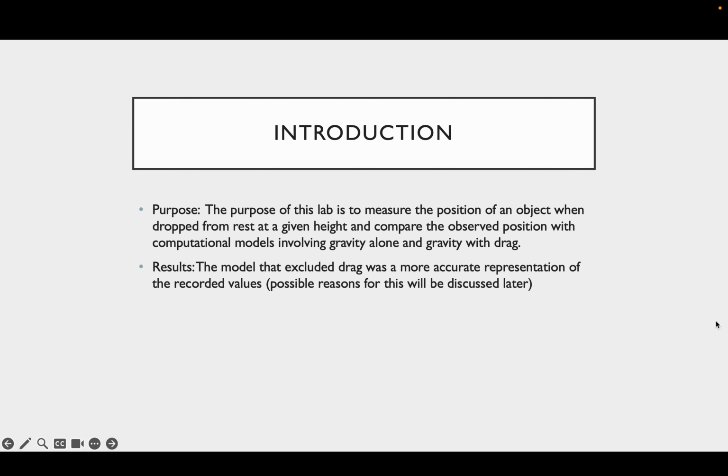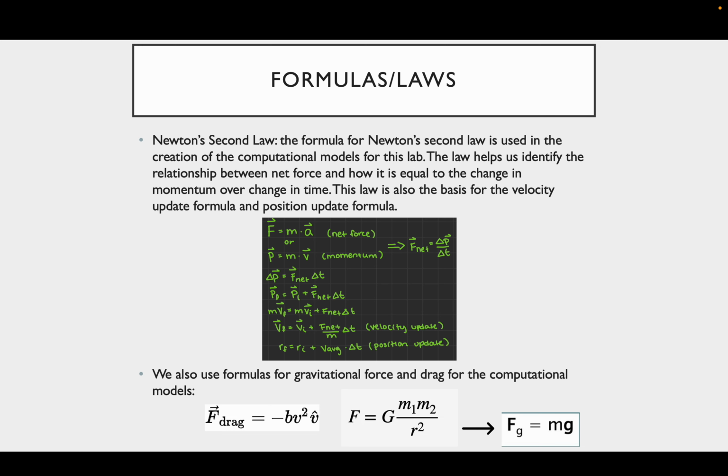So the introduction to this lab: the purpose of this lab is to measure the position of an object when dropped from rest at a given height and compare the observed position with computational models involving gravity alone and then with gravity and drag. A little preview into the results: the model that excluded drag was a more accurate representation of the recorded values, but in theory, the model that included drag should have been more accurate. Possible reasons for this will be discussed later in the errors section.